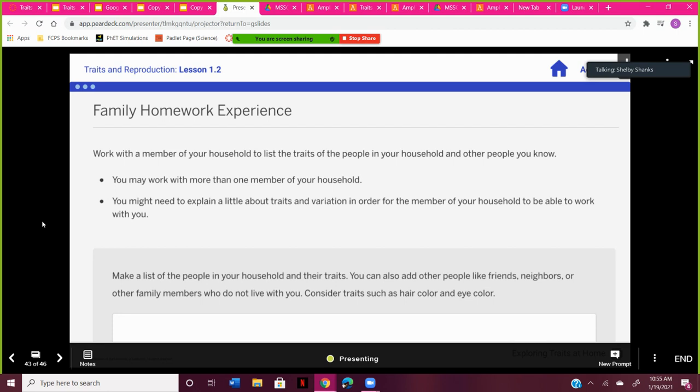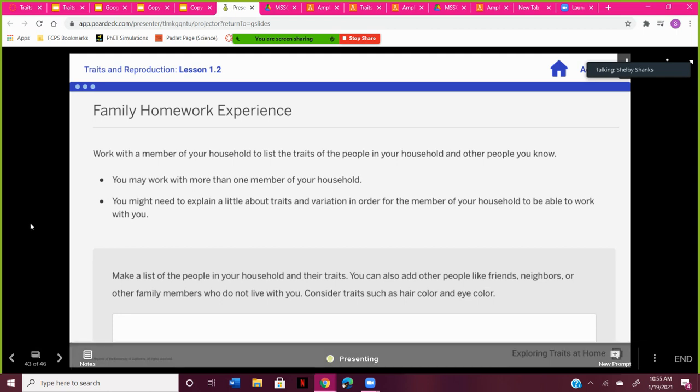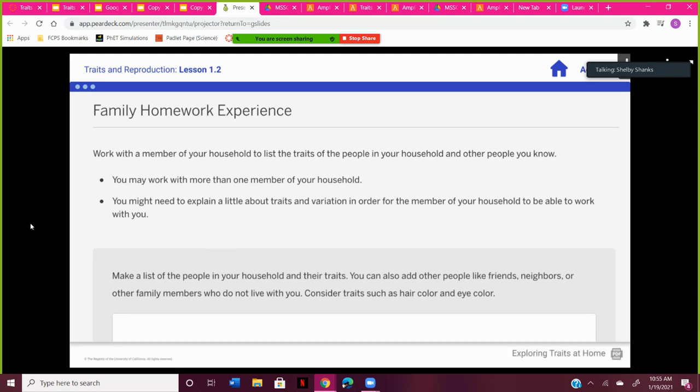You may want to work with more than one member, and you might need to explain a little bit about traits and variations in order for the member of your household to be able to work with you. So whatever we've learned today about traits, about variation, about features, you may need to explain that to them.